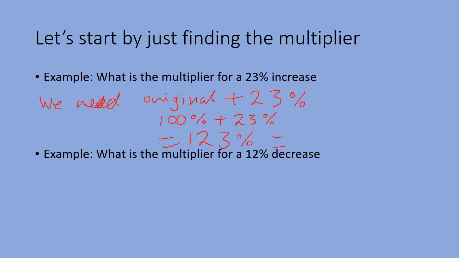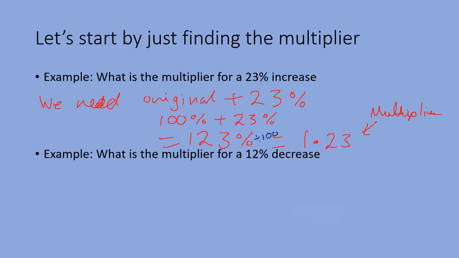We divide by 100, just make a note of that, divide by 100, and we're going to get 1.23, and that is our decimal multiplier. That's what we're aiming for at the moment. That's all we need to do. We don't need to then do the calculation, we're just finding the multiplier.